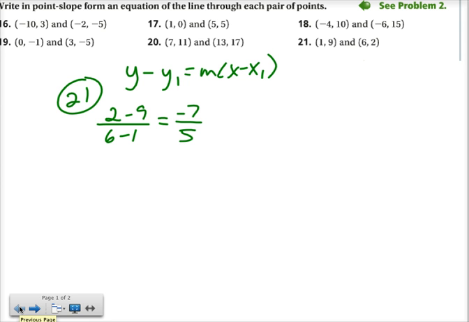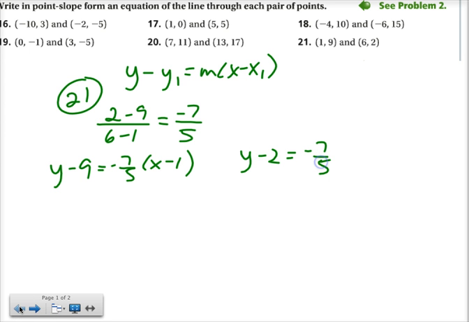The first time I'll go with the first point, so that would be y minus 9 equals negative 7/5 times x minus 1, and that one would be done because that's in point-slope form. Or you could do y minus 2 equals negative 7/5 times x minus 6. Either one of those would be appropriate answers.